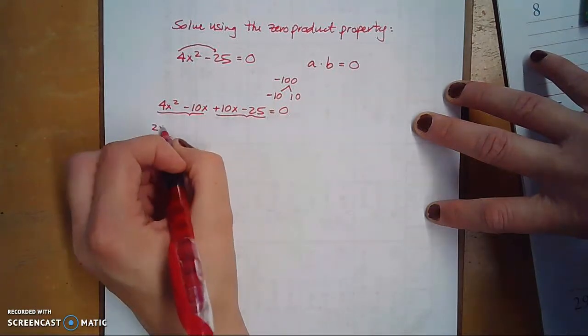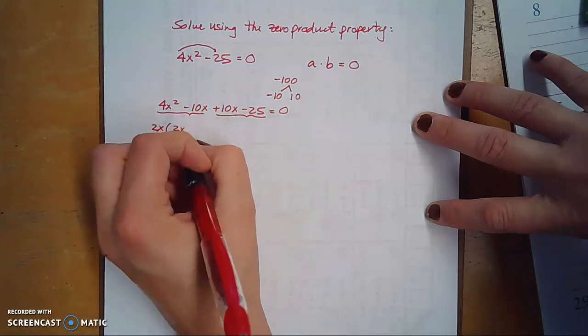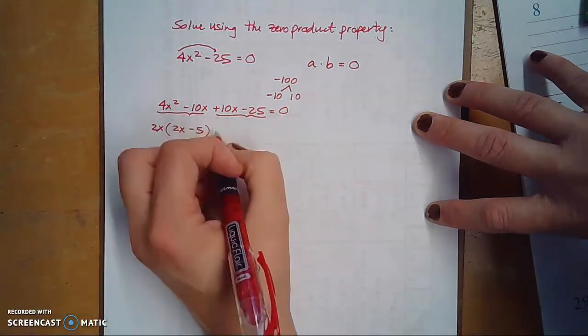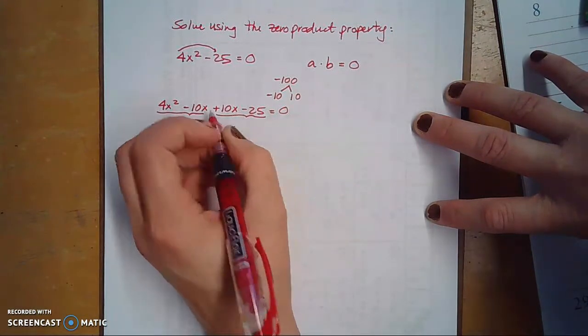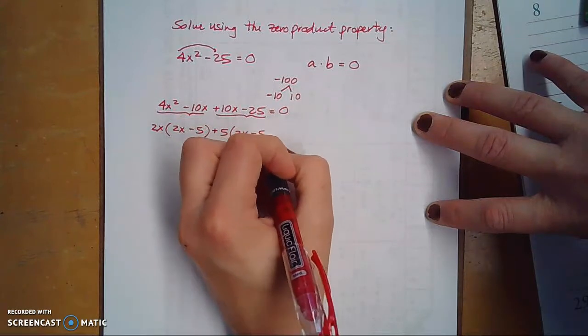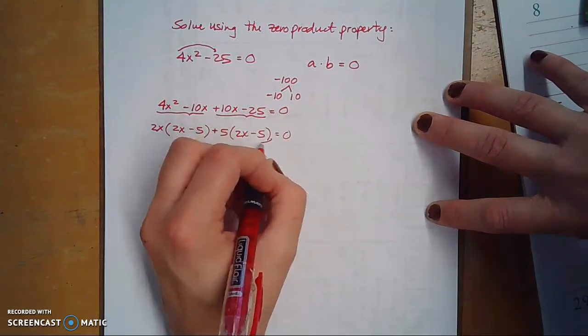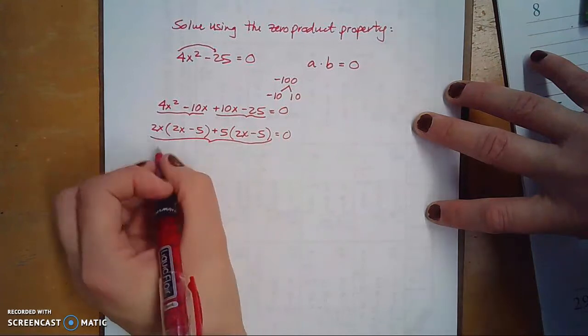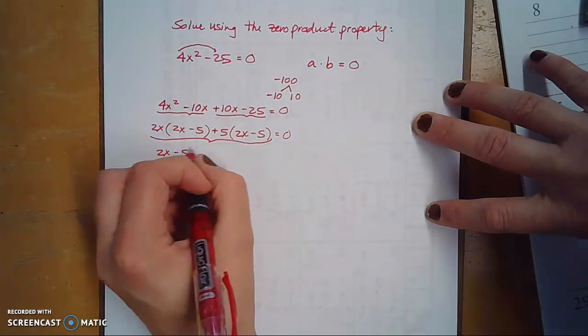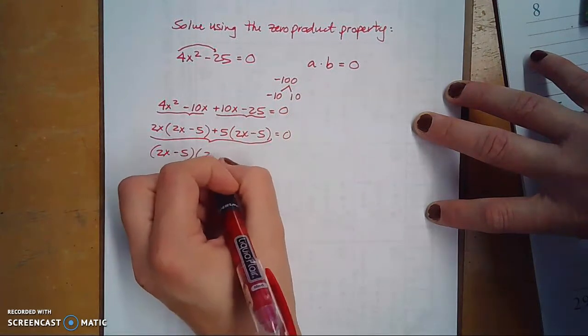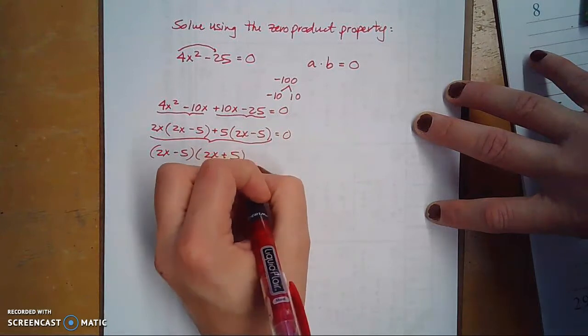So here we're going to factor out a 2x. It's going to leave us with 2x minus 5. Here we're going to factor out a 5. It's going to leave us with 2x minus 5. So then we can group again. Both terms have a factor of 2x minus 5 in common. Leaves us with the factor of 2x plus 5.